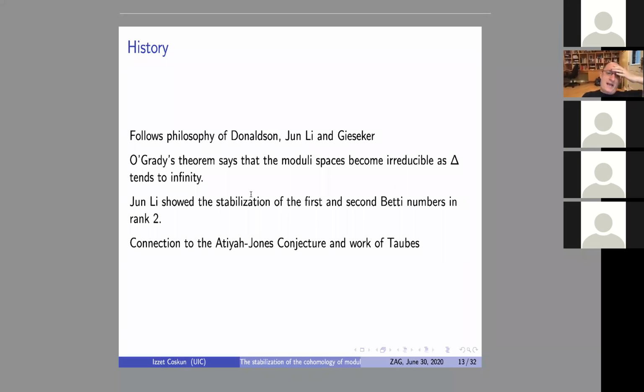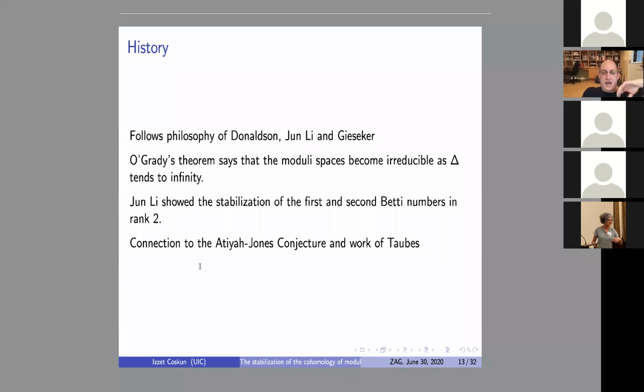And I should say, actually, O'Grady in his paper says that this theorem about the irreducibility says that the 0th Betti number becomes 1. He asks whether the higher Betti numbers also stabilize. And, I think certainly in the 90s, there was a lot of work about thinking about the stabilization of these numbers.